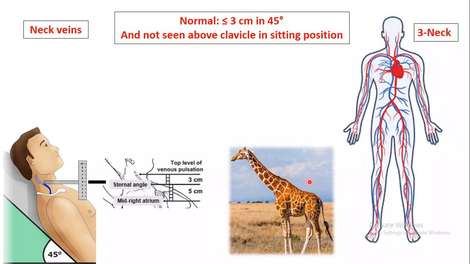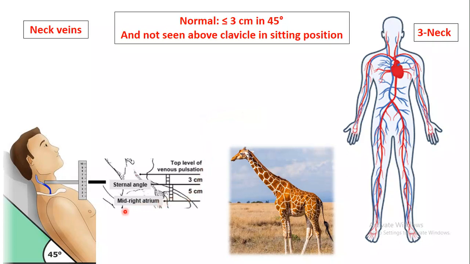But fortunately, in humans, we don't have any valve in this area between the internal jugular vein and the right atrium. So measuring the column of blood in the internal jugular vein might give data about the volume status or the right atrial pressure. What is the normal right atrial pressure? Normally, it is less than 8 centimeter water.